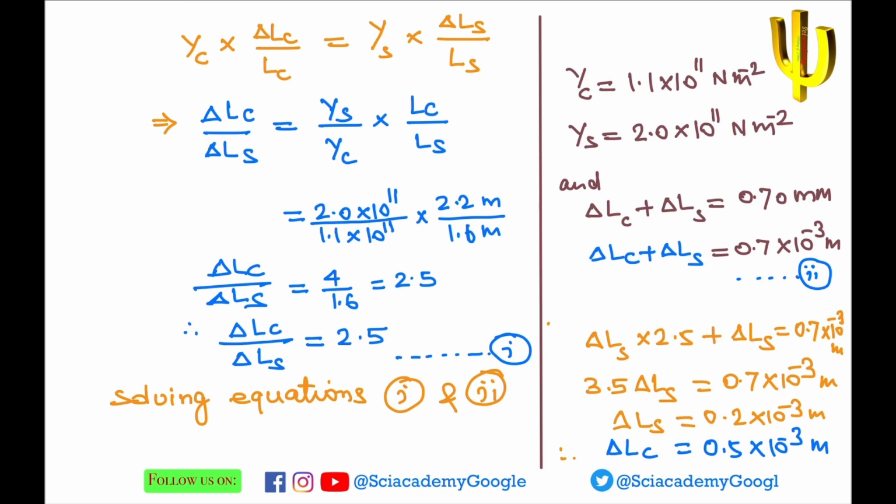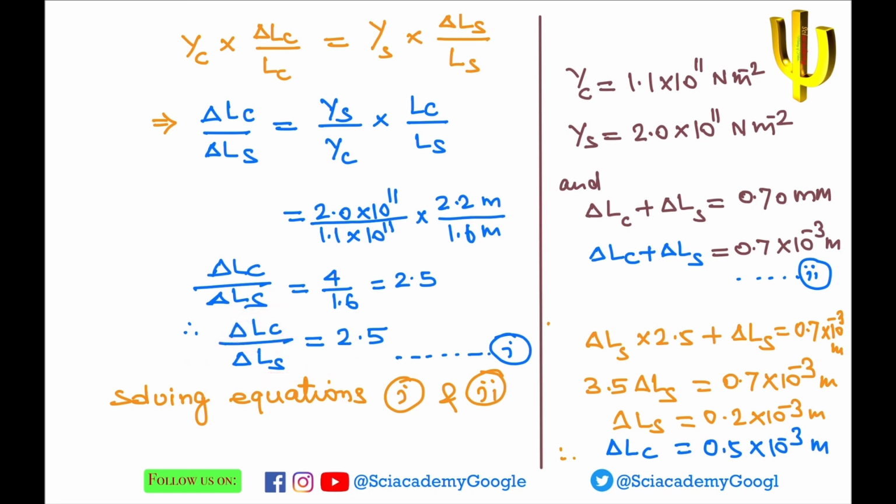So now we have two unknowns and two equations. Equations 1 and 2 are two equations in two variables, delta LC and delta LS. So we can easily solve for delta LC and delta LS. Now substitute the value of delta LC in terms of delta LS. So from here we will calculate delta LC in terms of delta LS.